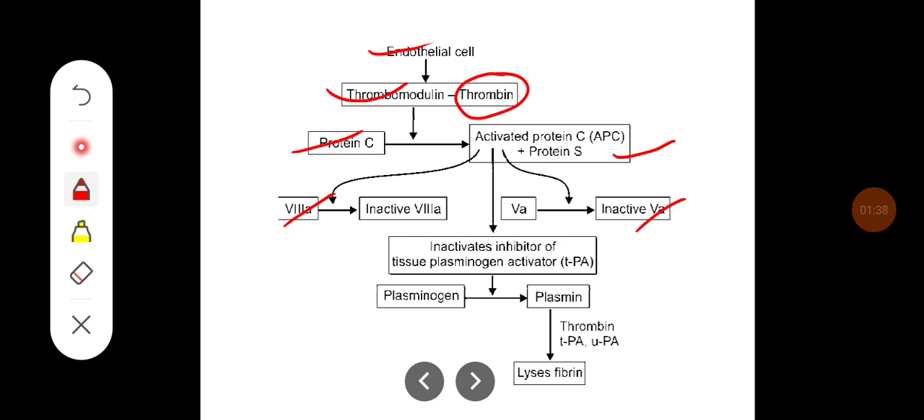Thus, they act as anticoagulants. They also inactivate the inhibitor of tissue plasminogen activator, that is tPA, and thus increase the generation of tissue plasminogen activator that converts plasminogen into plasmin, a strong fibrinolytic, which causes fibrinolysis, releasing fibrin degradation products. And thrombin, tissue plasminogen activator, and urokinase plasminogen activator also help in the conversion of plasminogen into plasmin.